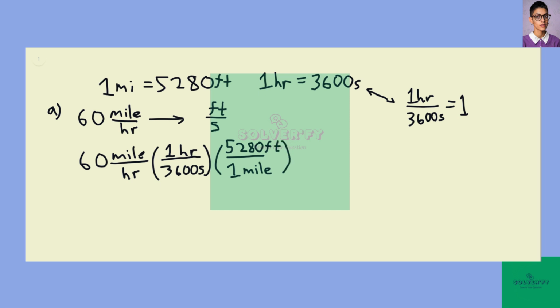Okay, and so now in terms of units, we can cross things off. The unit of miles goes away, the units of hour go away, and we're left with 60 times 5,280 divided by 3,600. If we plug it into our calculator, this is equal to about 88 feet per second. Nice.